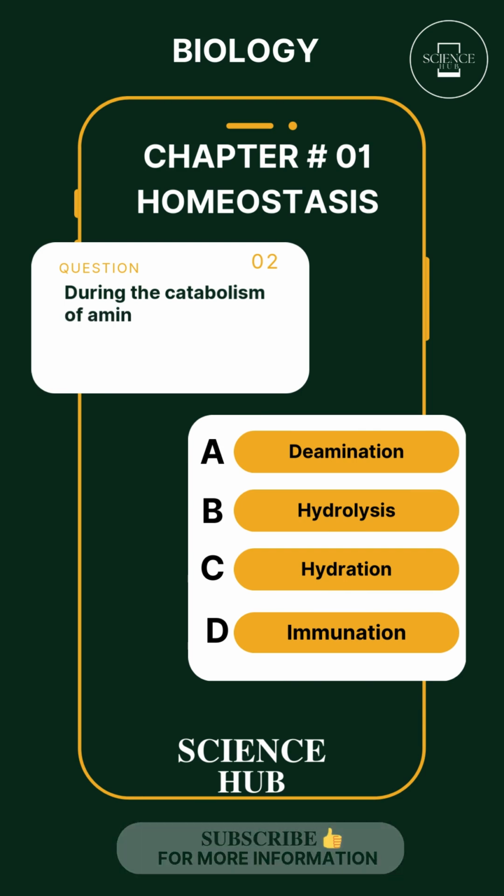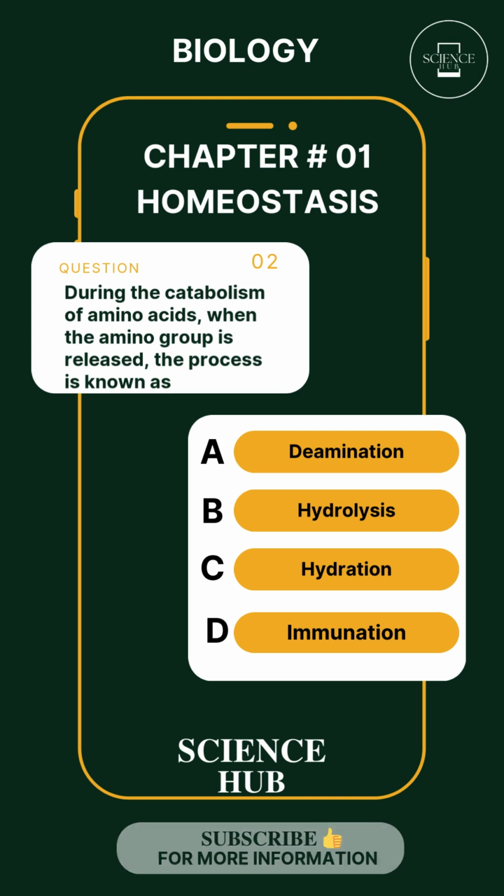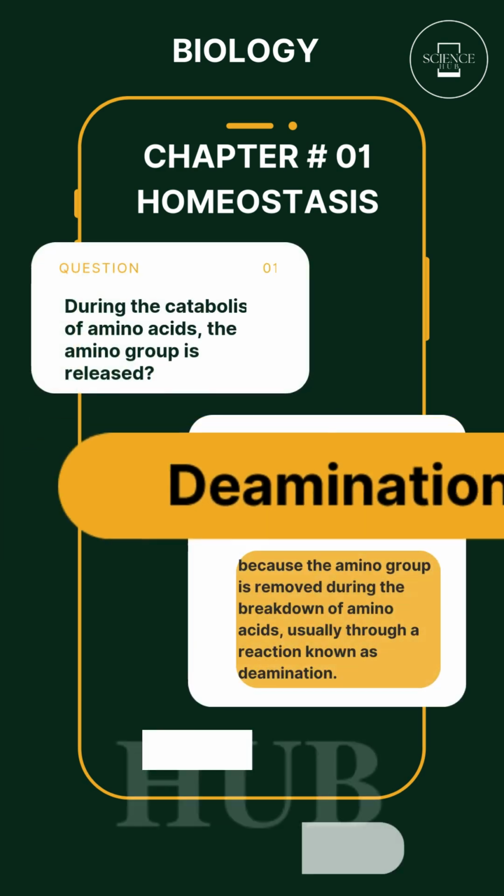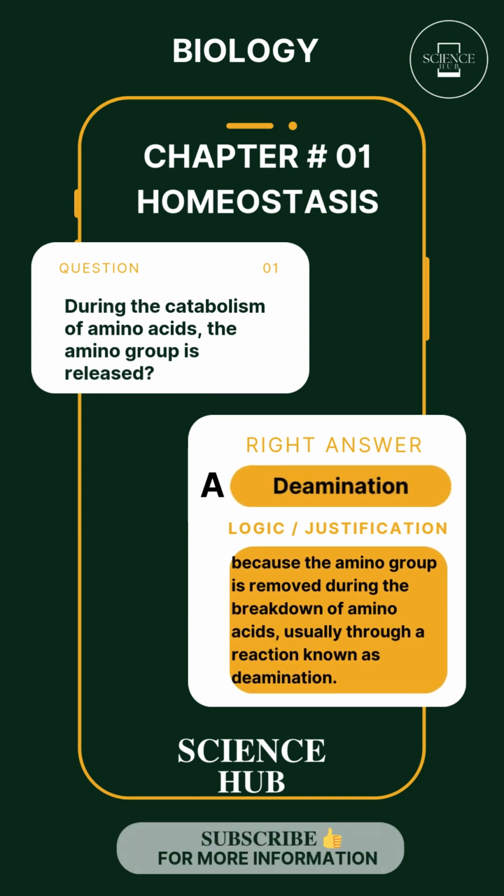Question number 2. During the catabolism of amino acids, when the amino group is released, the process is known as option A, deamination, option B, hydrolysis, option C, hydration, option D, ammunition. The right answer is option A, deamination.